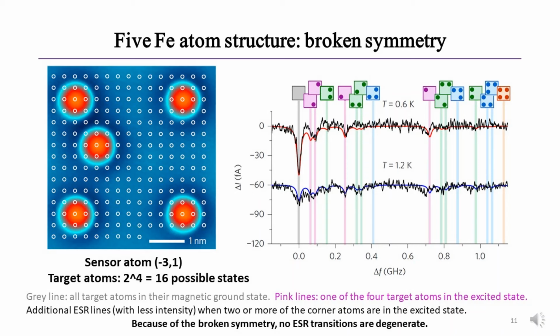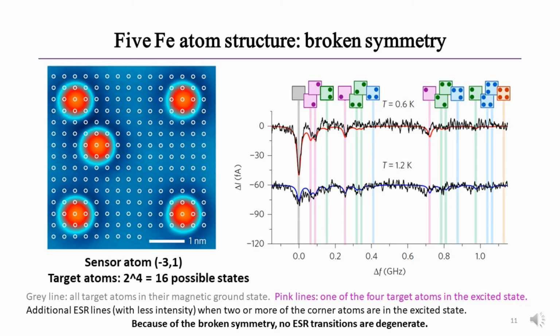So the authors created such a 5 iron atom structure, firstly in a broken symmetry. In the following, the authors used a single sensor atom to probe the symmetry of the dipolar field from several target atoms. Firstly, we placed the 5th atom, which is a sensor, off-center in the square to create different distances to each target atom.